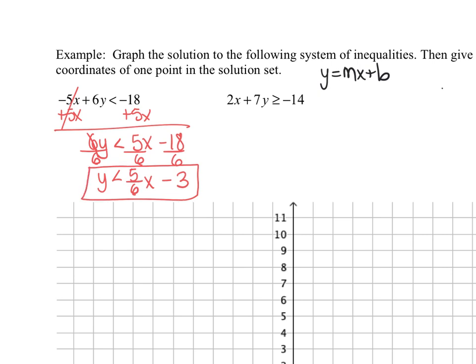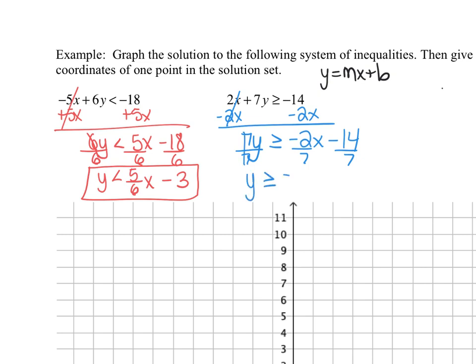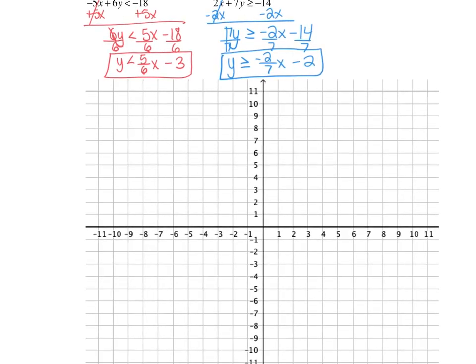So our first equation, or inequality, looks like this. Our second inequality, if we go to solve for y, first I'm going to minus the 2x from both sides, and then I'm left with 7y greater than or equal to, I'm going to put the negative 2x out front, minus 14. And I want to get the y by itself, so I'm going to divide everything by 7. When I do that, I'm now left with y greater than or equal to negative 2 over 7x, and then minus 14 divided by 7 is 2. So there's what our second inequality looks like in y equals mx plus b form. Now what we're going to do is graph them as we know how.